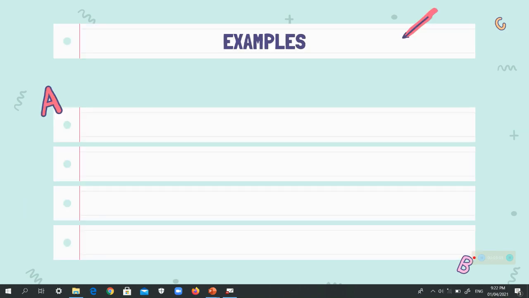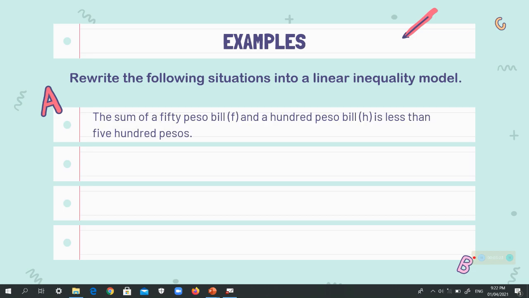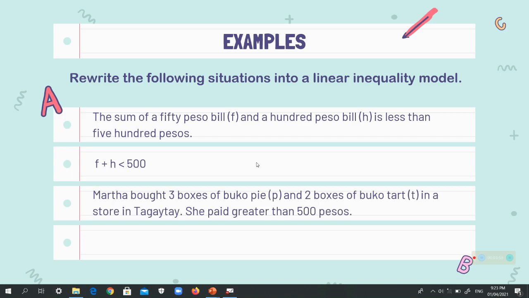Now, let us have some examples of statements that you are going to rewrite into an inequality model. Rewrite the following situations into a linear inequality model. For number 1, the sum of a 50 peso bill represented by F and a 100 peso bill represented by H is less than 500 pesos. How are you going to translate this? We have F plus H is less than 500.